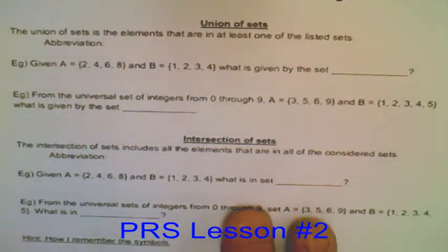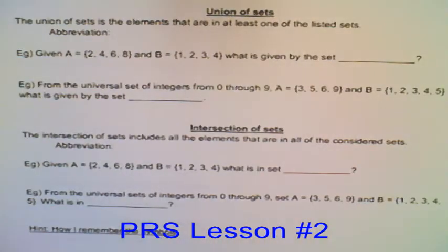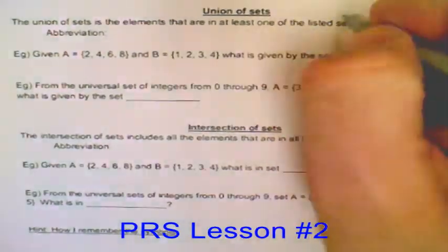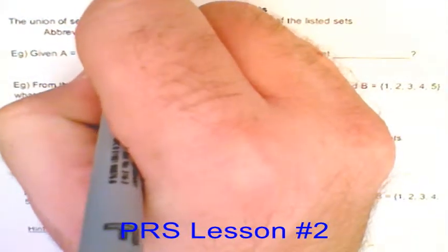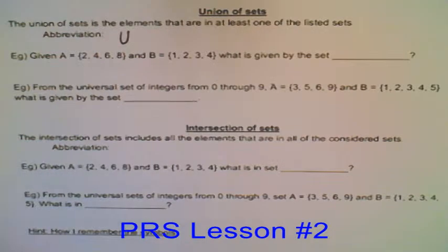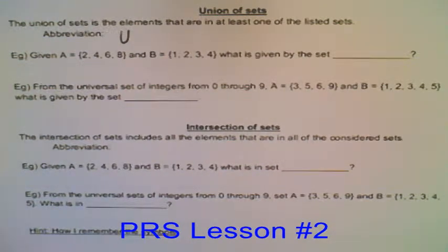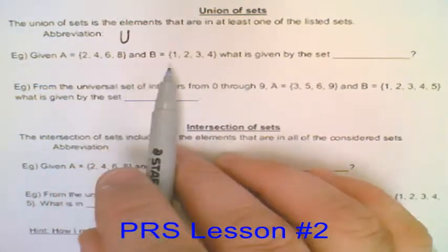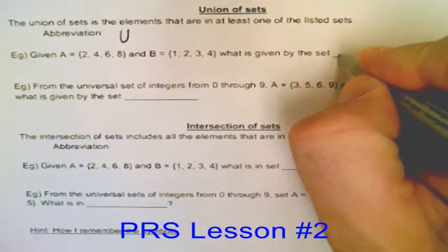So going through with this sort of idea, union of sets. Now these are the two things that we really want to look at today. The union of sets is the elements that are in at least one of the listed sets. So union has a symbol that looks like this. It almost looks like a U, but it's not. It doesn't have that little tag, and in fact, I have to stop often and think about it. You're not doing a U, sorry. You're looking for the union, at least one of them.